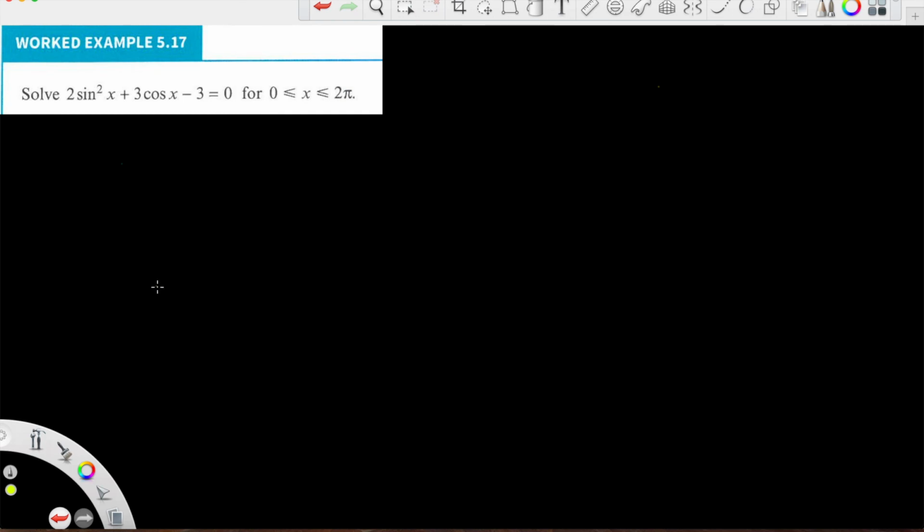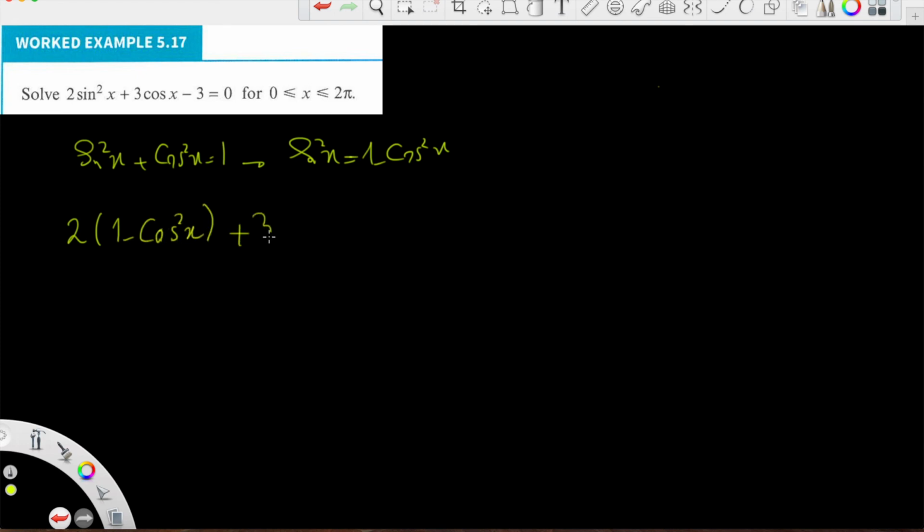The next example, actually the last example solved in this video, is 2 sine squared of x plus 3 cosine of x minus 3 is equal to 0. First, you have two types of ratios here, sine squared and cosine of x, and we learned that sine squared of x plus cosine squared of x is equal to 1. So sine squared of x is equal to 1 minus cosine squared of x. So you can apply this important identity to convert all the ratios to cosine. So it will be 1 minus cosine squared of x plus 3 cosine of x minus 3 is equal to 0.